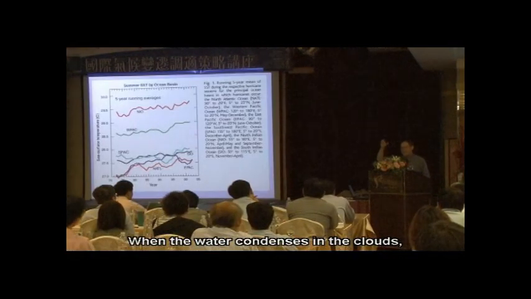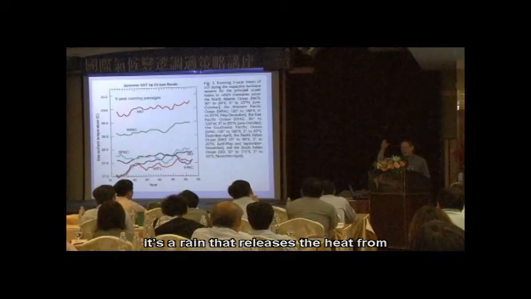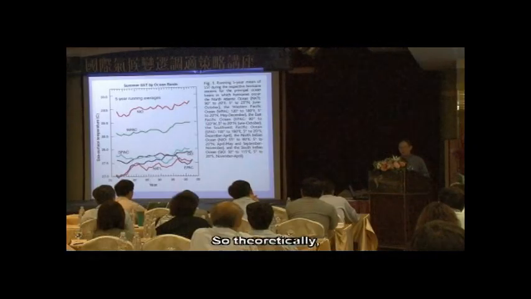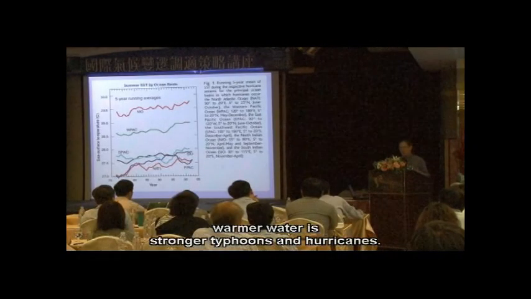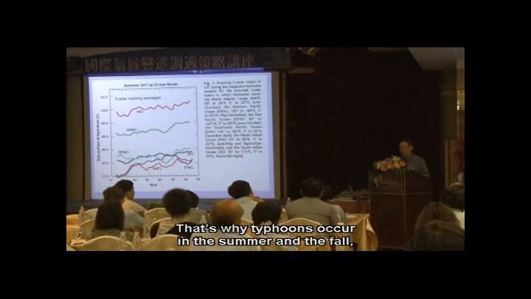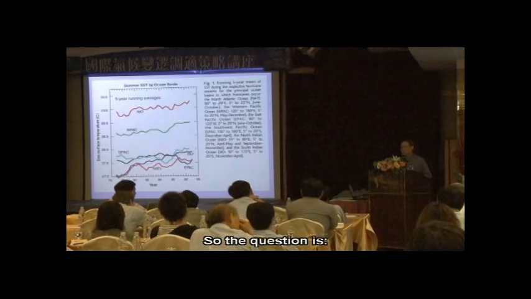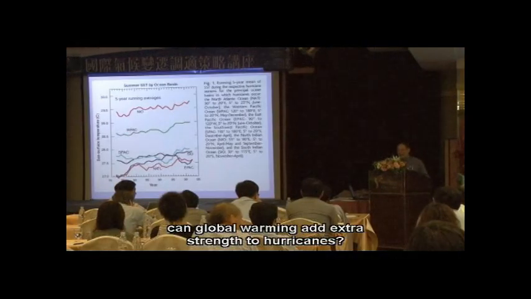When the water condenses in the clouds into rain, it releases the heat from the evaporation and drives the circulation of the storm. So theoretically, warmer water means stronger typhoons and hurricanes. That's why typhoons occur in the summer and fall, not the winter and spring, because the ocean is warmer. So the question is, can global warming add extra strength to hurricanes?